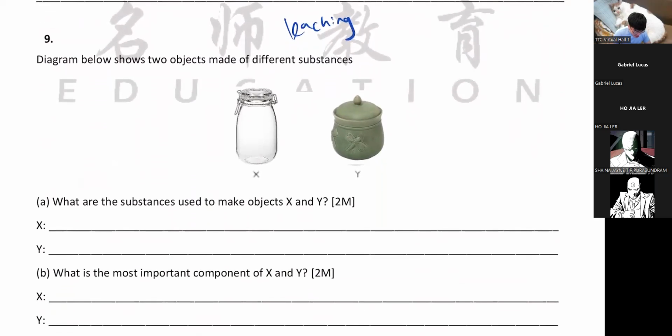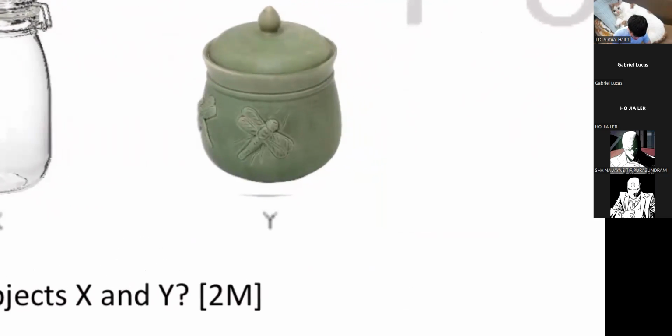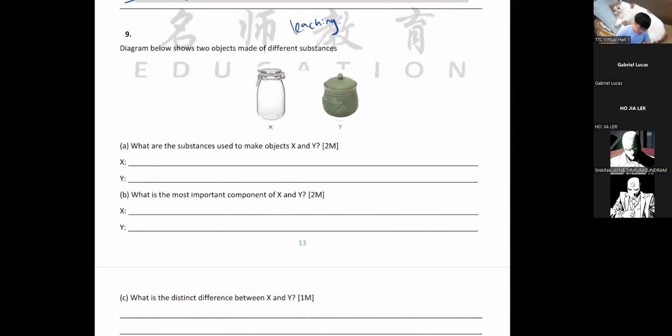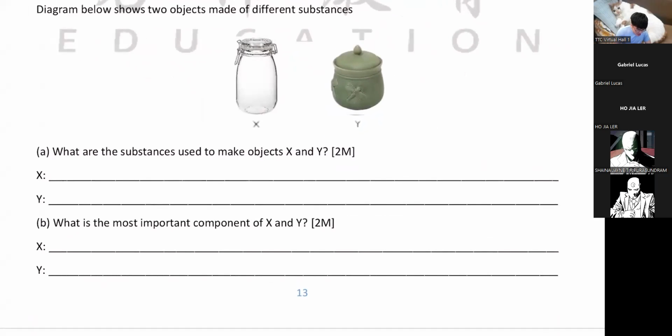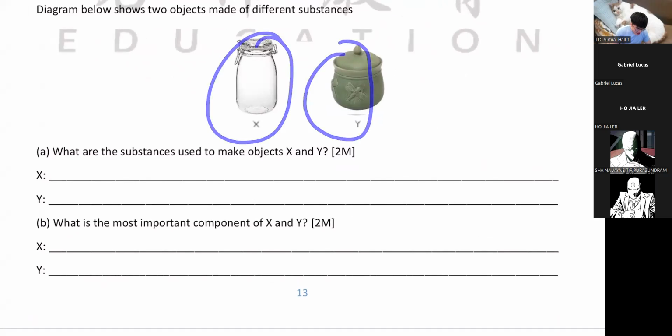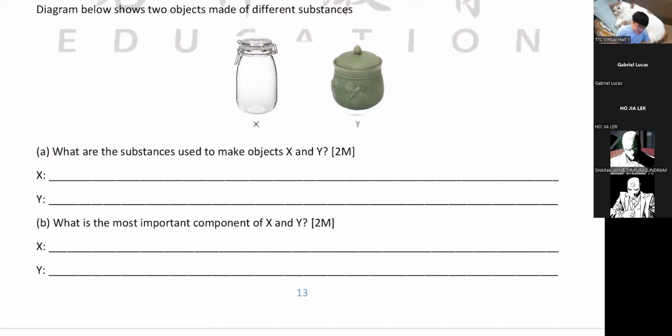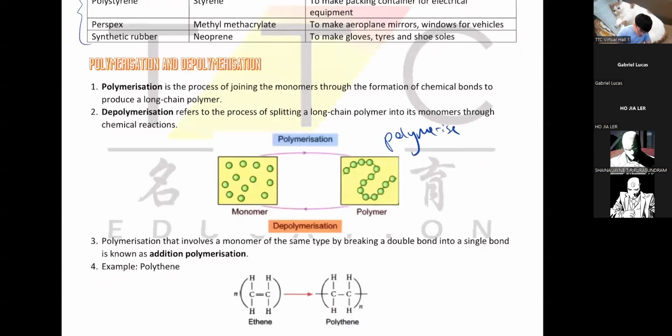Okay, anyway, so number 9. So you have 2 types here. Ooh, this is a very fancy ceramic. Okay, anyway, so what are the substances used? This is glass and this is ceramic. Okay, what's the most important component? X is your silica. This is made from silica, and this is made from aluminium silicate. Was it aluminium silicate?